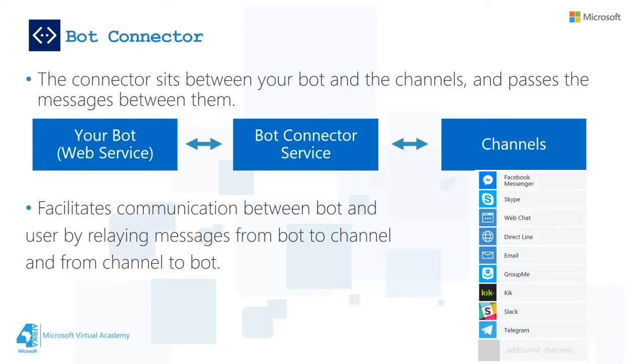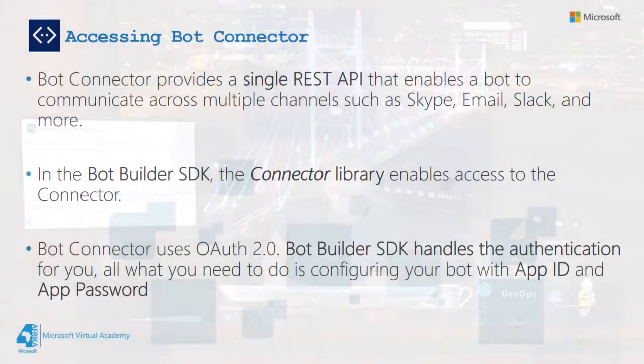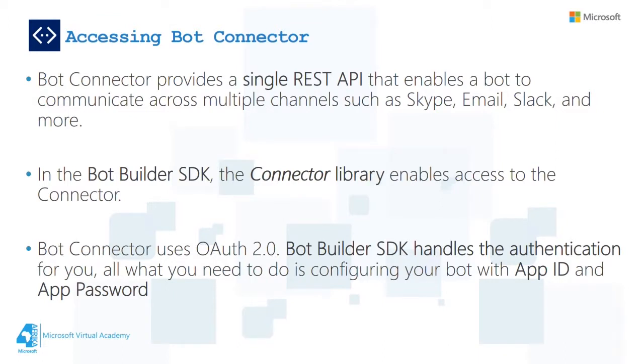But the question here is, how does the bot access the Bot Connector? The Bot Connector provides a single REST API for your bot to communicate with. So in order to send a message from your bot to the connector, you must get an access token from the Microsoft Account Server. However, if you are using the Bot Builder SDK, the connector library enables access to the connector. So all you need to do is to configure your bot with the app ID and the app password, and you get those when you register your bot.